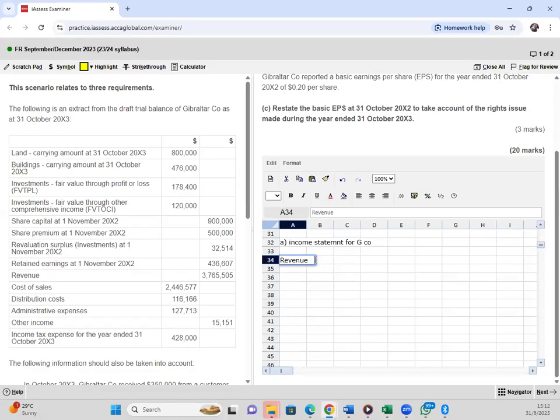So revenue. So let's come below here and work out our revenue. For our revenue, we have, as per trial balance, from the trial balance, the revenue we have been given is 3,765,505. So that's the revenue we have been given in the trial balance.